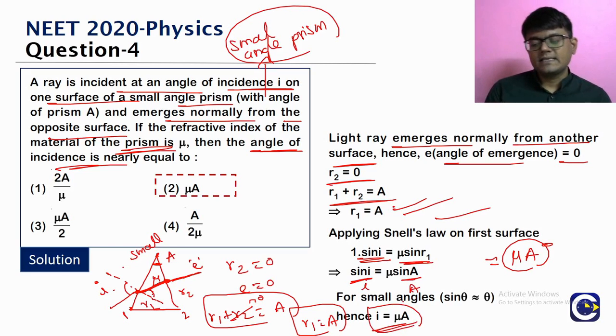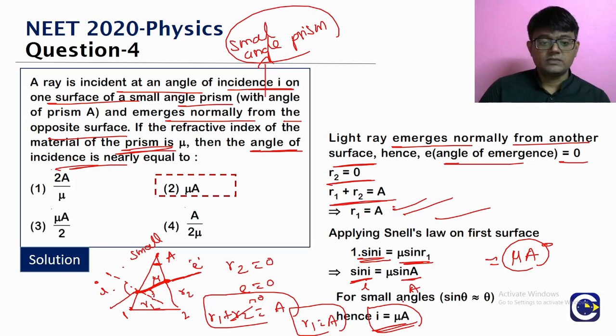So what is the correct answer for this? Option 2. What are we doing here? First, the regular prism result. So we have angle of incidence I. First angle of refraction is what? R1. On the second surface, the angle of incidence will be R2. Final angle of emergence will be what? E. That is the notation that we generally follow.